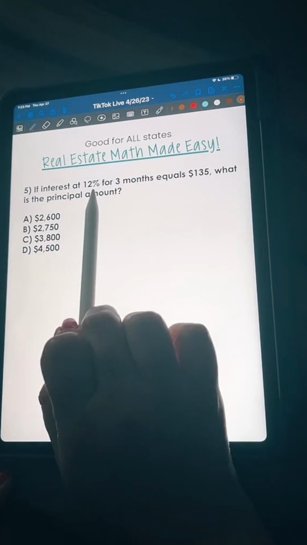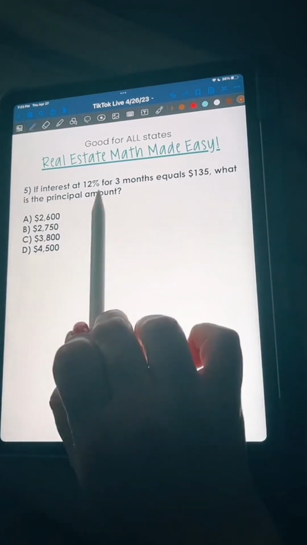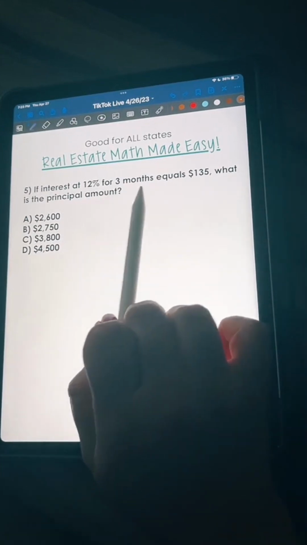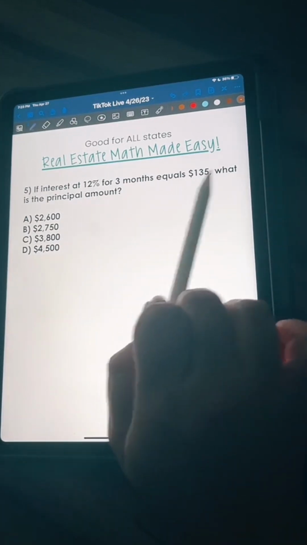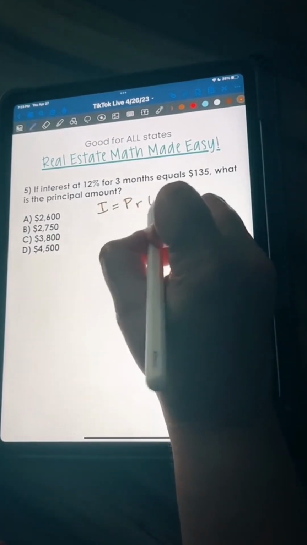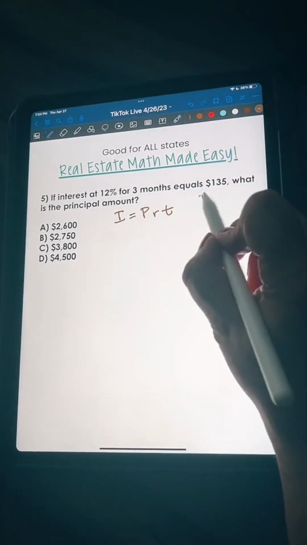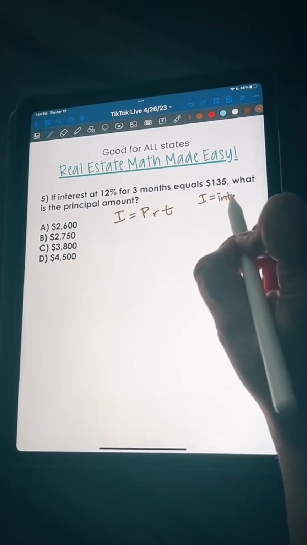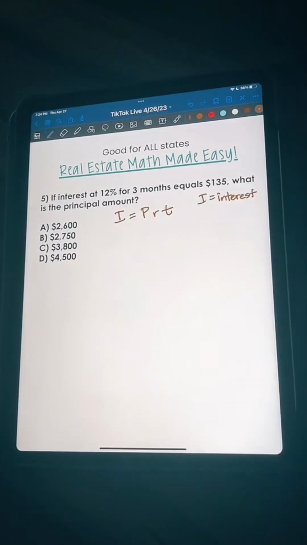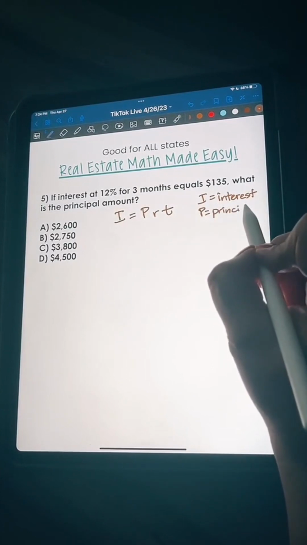Let's go on. All right, so it says if interest at 2.5% for 3 months equals $135, what is the principal amount? So we have I equals PRT. That's the formula we're going to use. So in this formula here, I is your interest, your total interest, right? P is the principal amount. Principal.